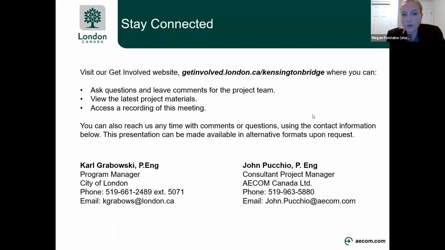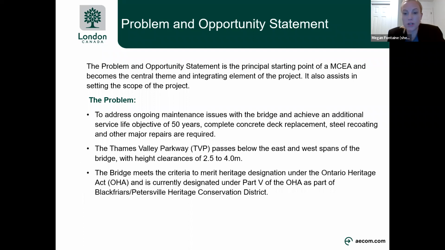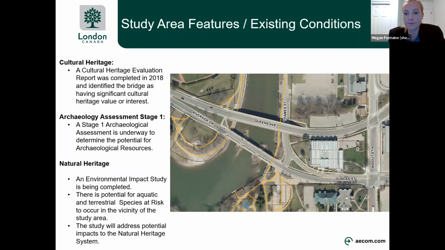Okay, and just one clarification, where is the Queen's Bridge? Is it the adjoining bridge? That's correct. Queen's Bridge is actually the Queen's Avenue Bridge, but it is officially named Queen's Bridge. So that is the bridge to the north of Kensington Bridge.